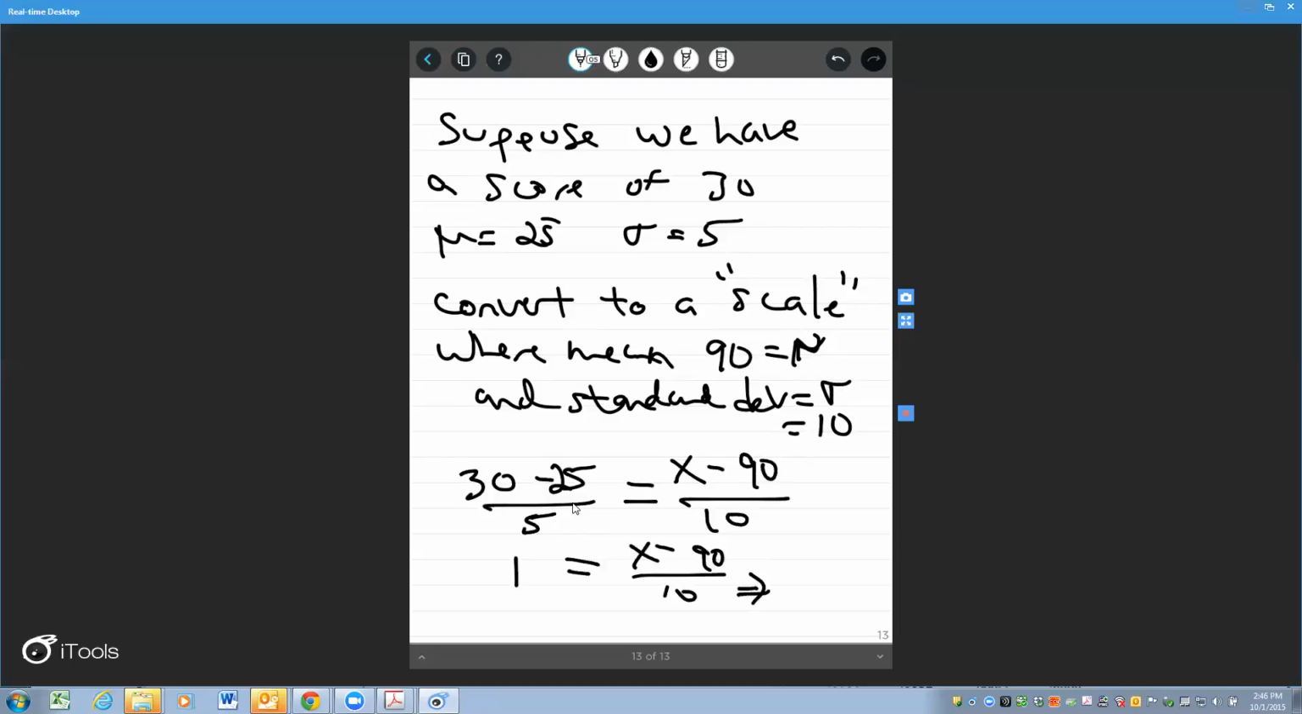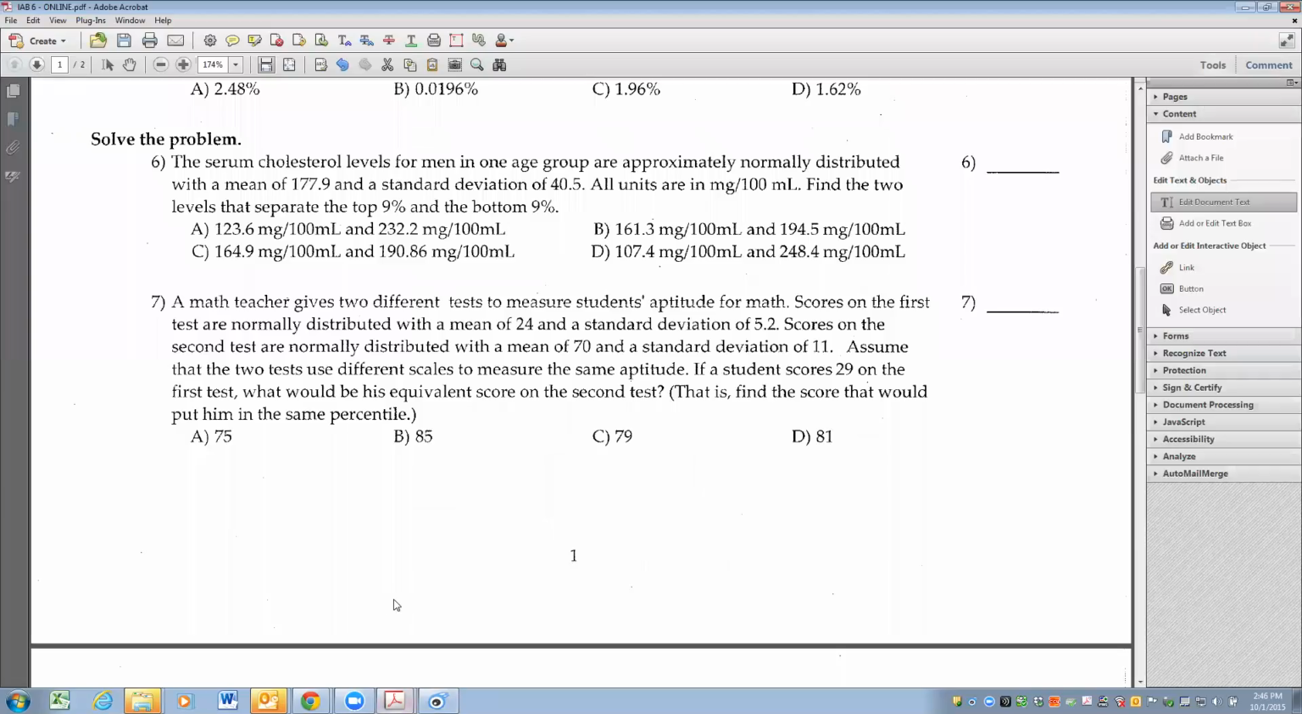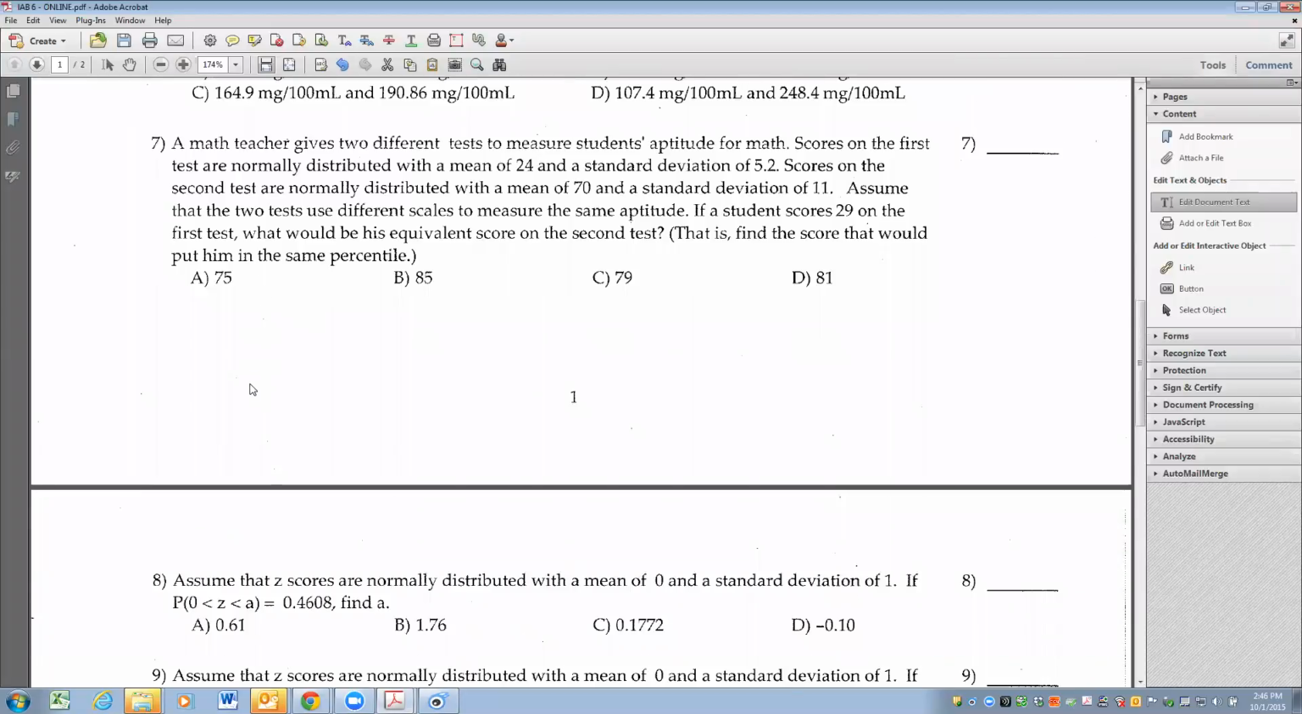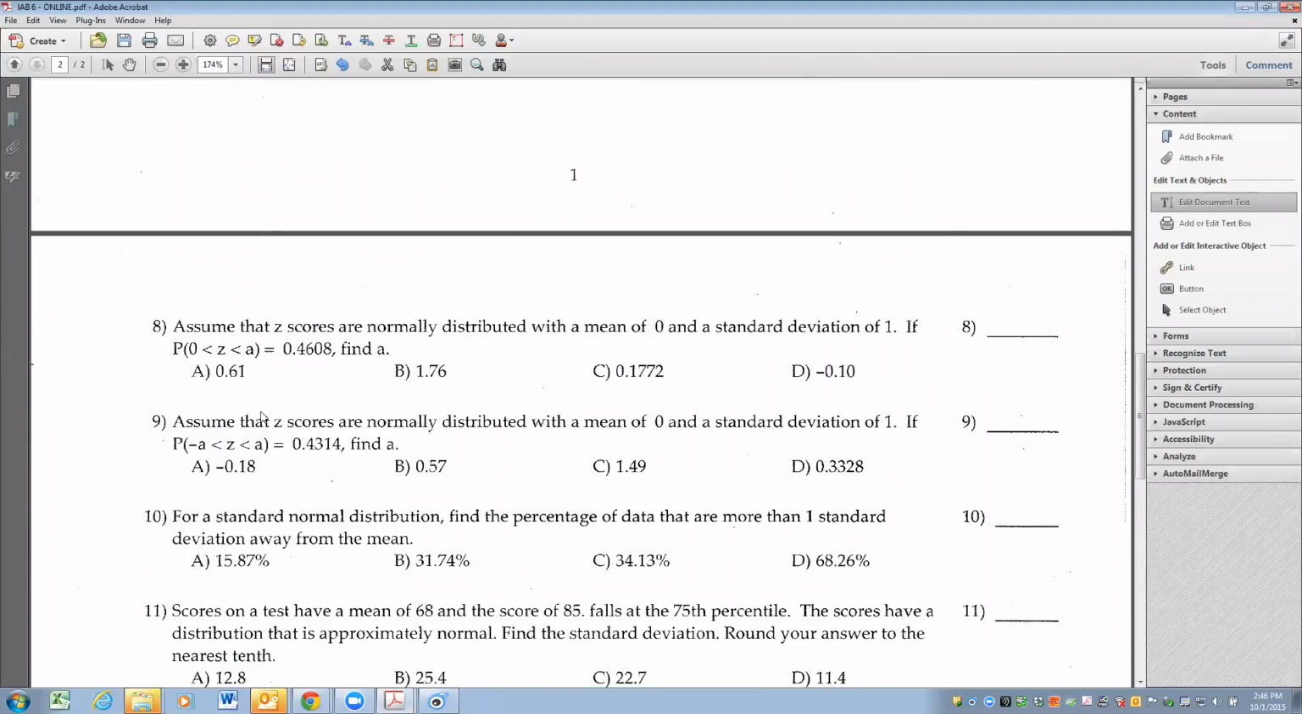So that would give me that x is 100. So under my new scale, we would have a score of 100. So that's an example similar to what you would see for problem number 7. Problem number 8 is kind of like what we did with the between two values, and so is number 9.